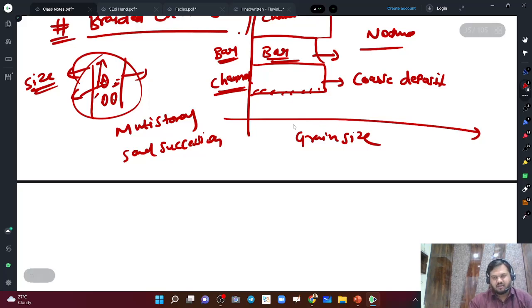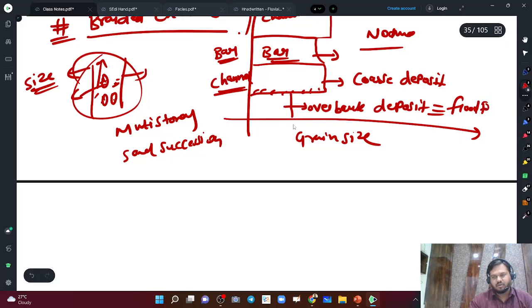So below, you can always draw an overbank deposit. Overbank deposit means here it is flood plain itself, right? Flood plain deposit. And what kind of deposit does flood plain have? They have finer, they have mud basically. So you can show it like this. So, this is one thing.